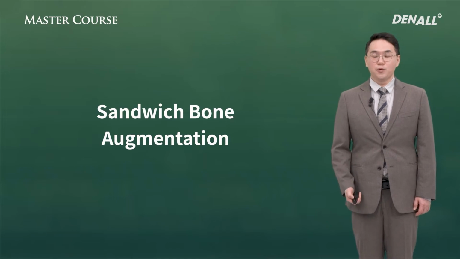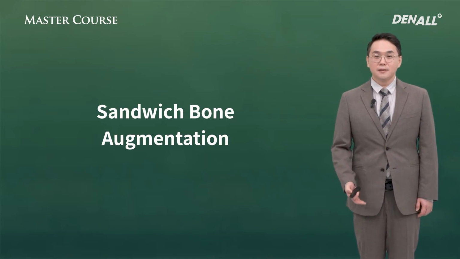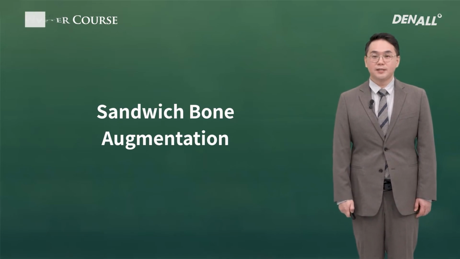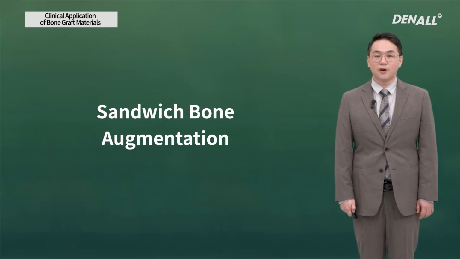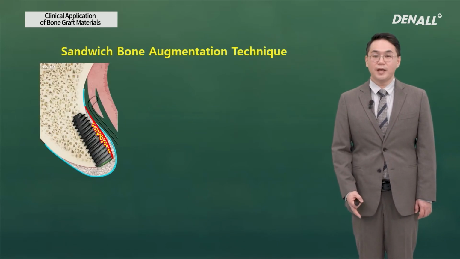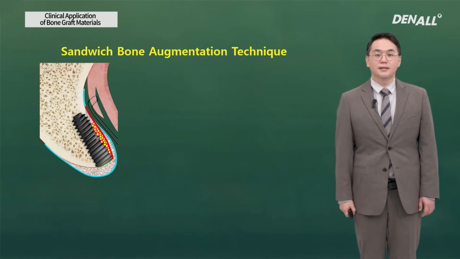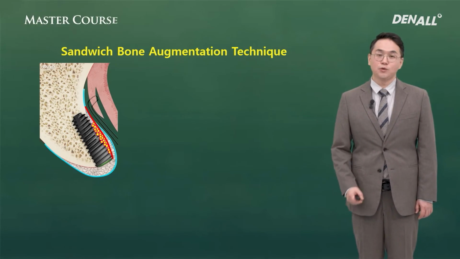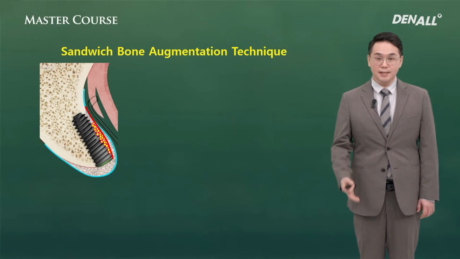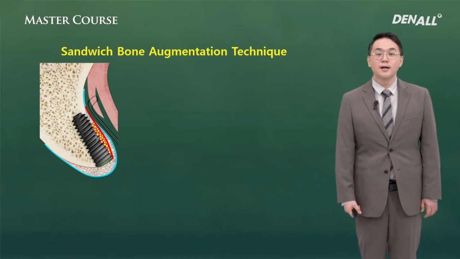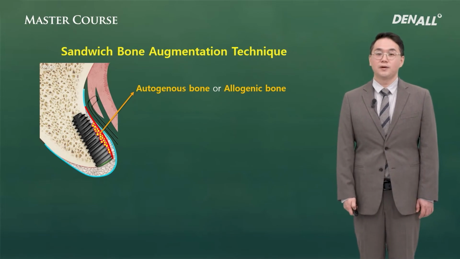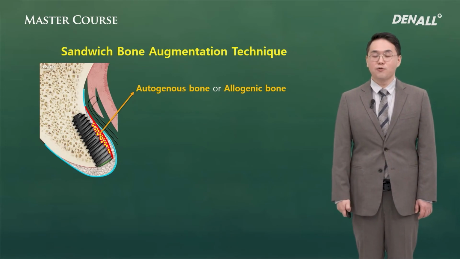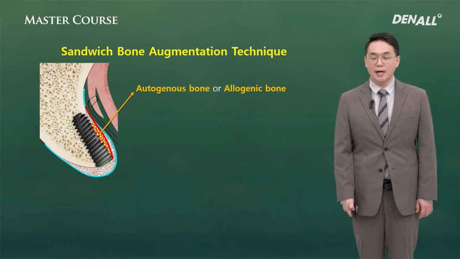Lastly, let me talk about the sandwich bone augmentation. I talked about the characteristics of two graft materials. The healing patterns of human bone and xenograft differ. So for the GBR that covers the exposed implant, to maximize BIC, autogenous bone of the patient should be used, autogenous bone or allograft. But they are easy to be resorbed.